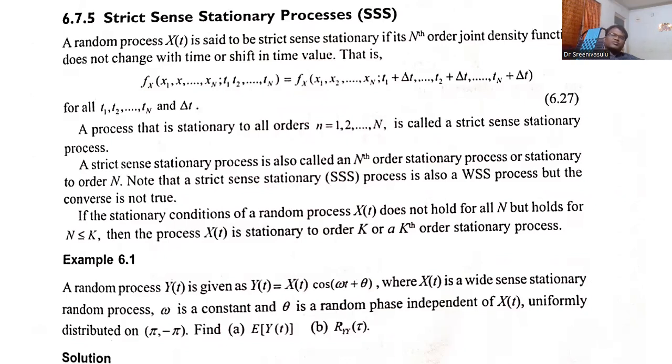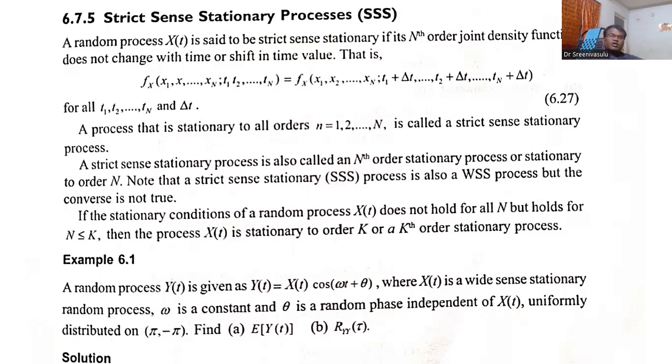Next concept is strict sense stationary process. Strict sense stationary process means whatever the concept of jointly wide sense stationary process, the same process we are going to extend for the strict sense stationary process also. Whatever random process we are considering, we choose different time instances in that random process. We have seen already for autocorrelation also, but there only two time instances. Now here, the number of time instances we are going to consider is n. This concept is extended for n.